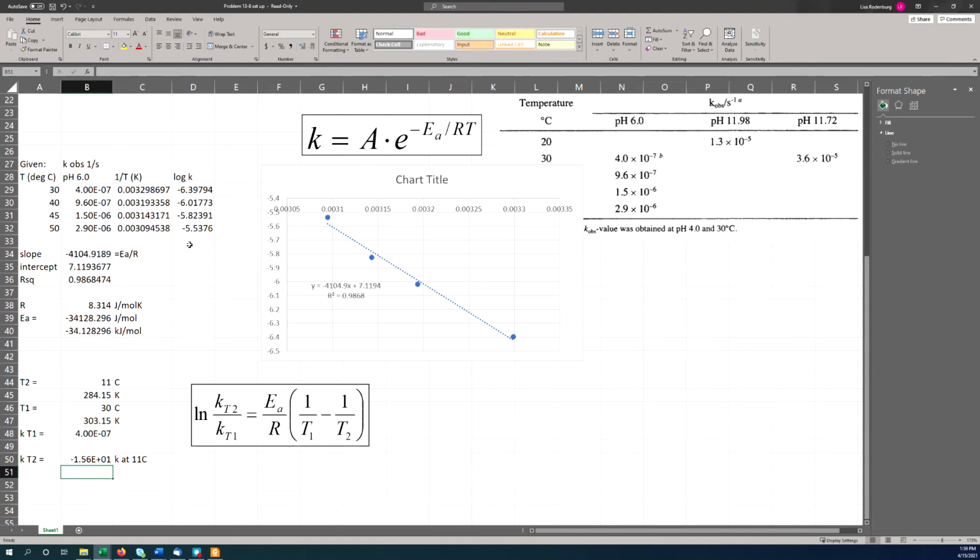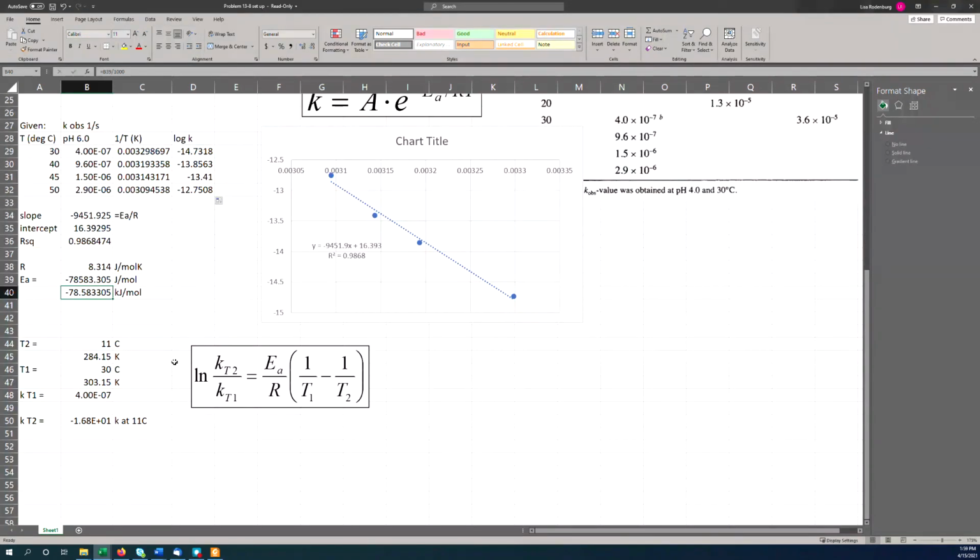The other thing we did is more subtle. I should have used natural log here, not base 10 log. There we go. Now it makes more sense. So now our activation energy is 78 kilojoules per mole. That makes a lot more sense to me. Yay! Okay, so see, even I make mistakes, but the important point is to be able to catch them. So 78 kilojoules per mole makes a lot more sense to me.